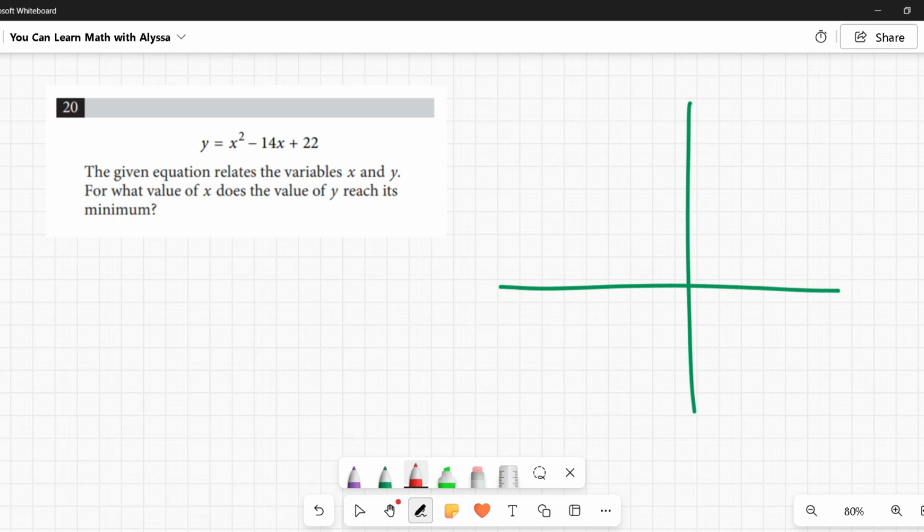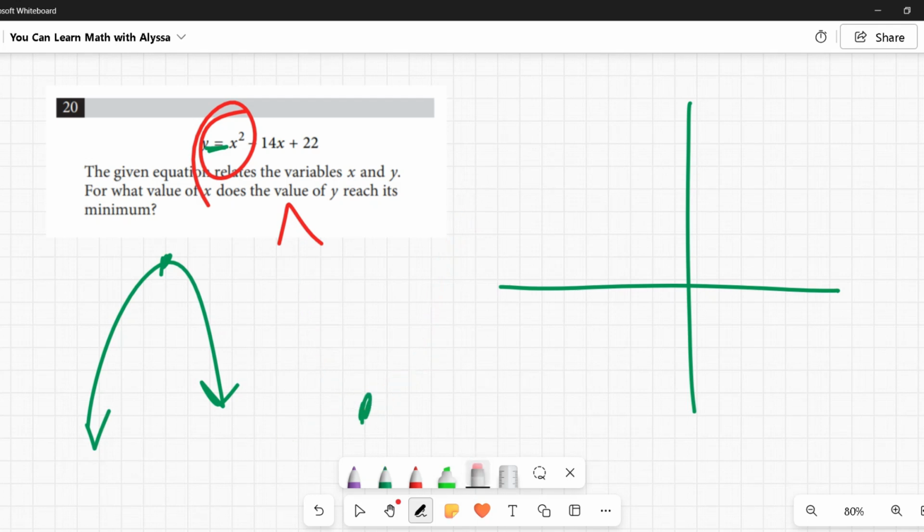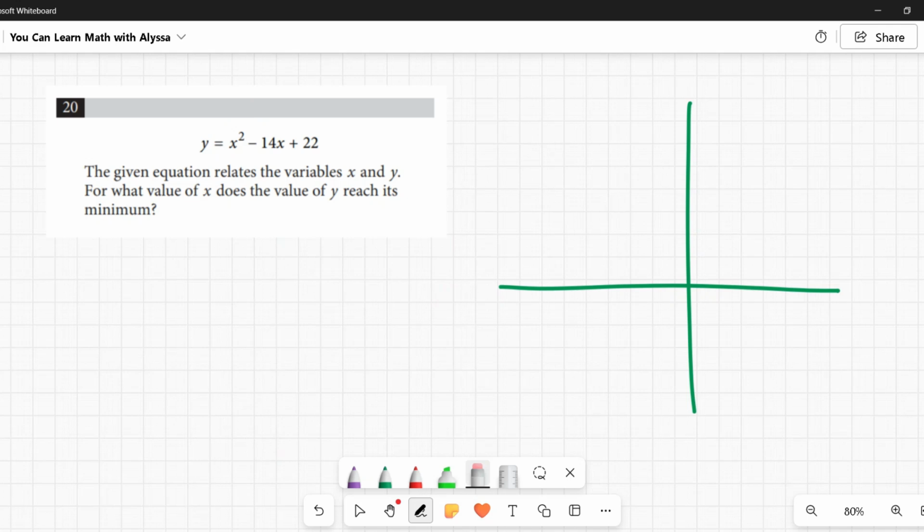If you decide to graph it, that's fine. It's not going to take you forever. It's just a few seconds longer, but it's not a big deal in the grand scheme of things, but I'm going to show you both ways. So if you have a graph and you're trying to find where it reaches its minimum, we know it's a minimum because this first x squared is positive. That means it's a parabola. An x squared is a parabola. Positive x squared means it opens up. If this were a negative x squared, it'd be opening down, and then we would have a maximum, not a minimum.